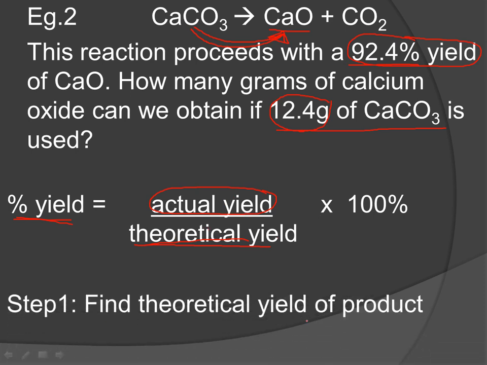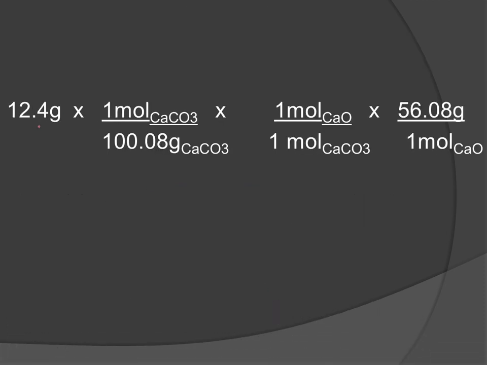So find the theoretical yield of the product first. This is done by taking your 12.4 grams. We use our first conversion factor to get rid of grams of calcium carbonate to be in moles of calcium carbonate. It then cancels out to be moles of calcium oxide. We then use the molar mass to cancel out the moles of calcium oxide, and you should have ended up with 6.95-ish grams of calcium oxide. Now remember, we got this through doing stoichiometry, so this is the theoretical yield.